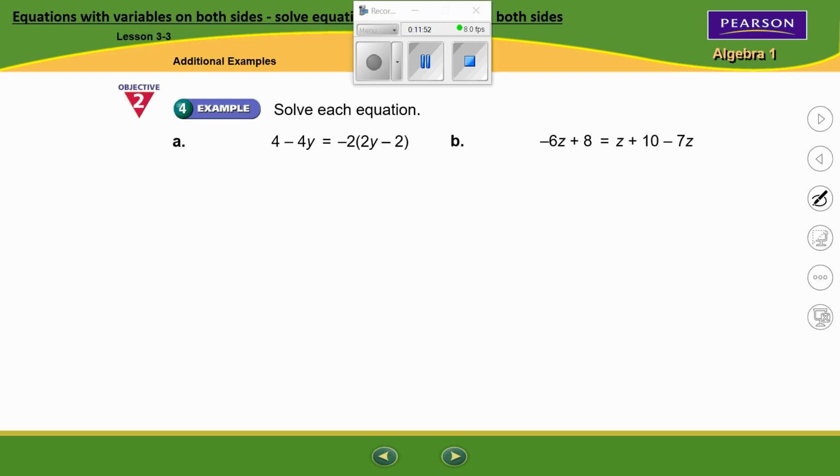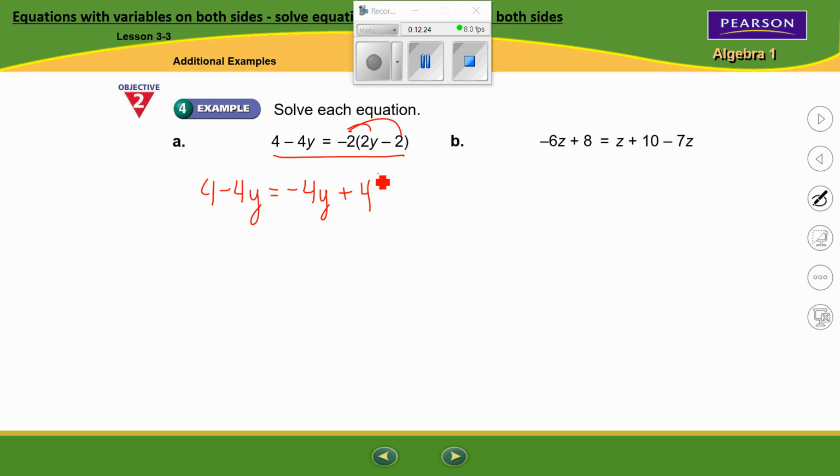Last section, last couple of problems. Over on the left, I'm going to start here, and I'm going to distribute the right-hand side. So I've got 4 minus 4y equals negative 2 times 2y, which is negative 4y. Negative 2 times negative 2, which is plus 4. We're going to encounter an interesting little situation here.